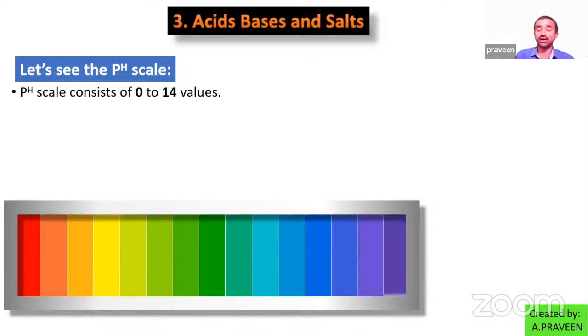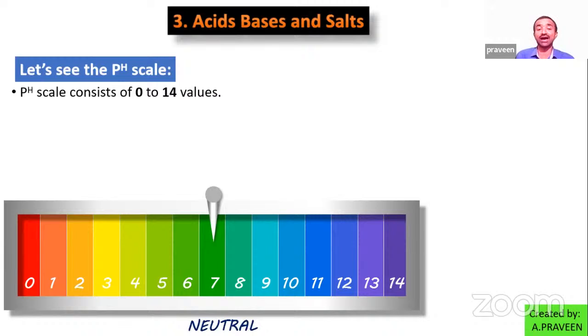Here you are indicated with a value 0, which is specially for the red color. Changes in the color are given with the different values from 0 to 14. So the pH scale consists of values from 0 to 14. The color at 7 is green, dark green, right? That simply indicates the substances as neutral. So the pH value of neutral substances is equal to 7.